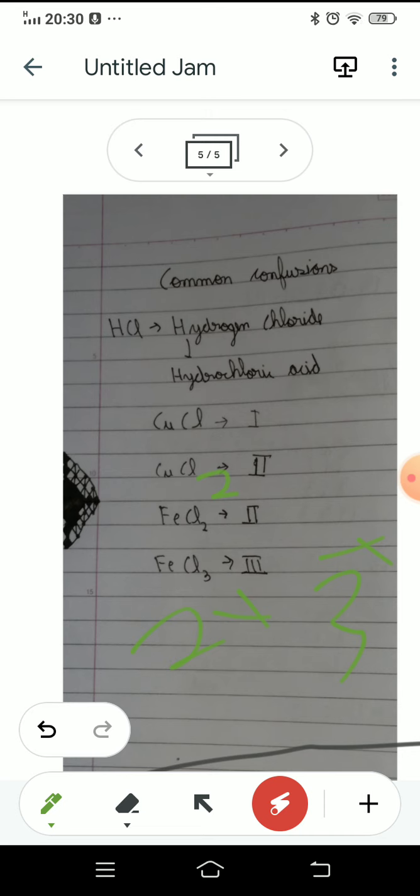So friends, with this we have completed the chapter Language of Chemistry. Study it well, be thorough with your reactions, symbols and formulas, then only you can understand this chapter.